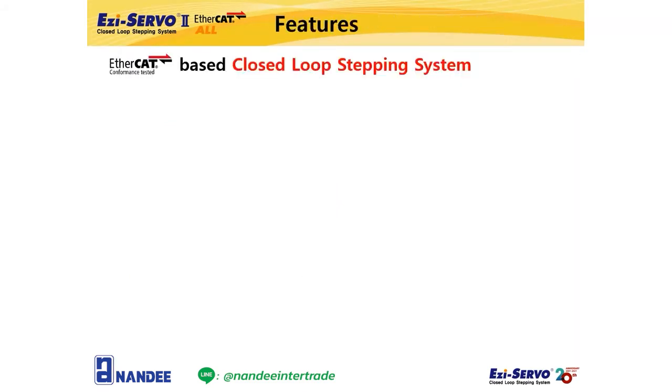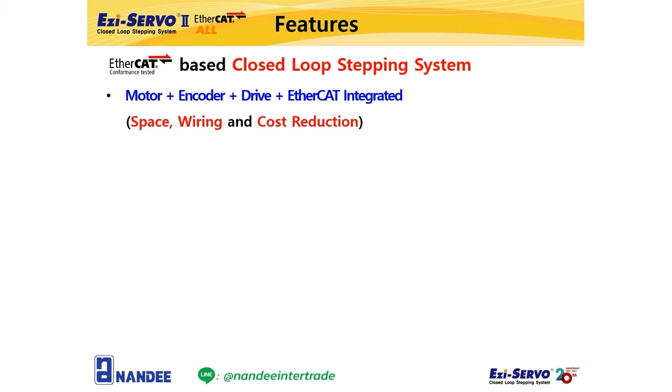Now let's check the features of EZ-Servo 2 EtherCAT All products. EZ-Servo 2 EtherCAT All is an EtherCAT-based closed-loop stepping system product. It is an all-in-one product that combines a motor, a high-resolution encoder, a drive, and EtherCAT network. Since the drive is attached to the motor, there is no need to wire the motor and encoder cable, and there is no need for a separate control box for installing the drive. Space saving and less wiring can reduce cost. Actual examples will be explained later.